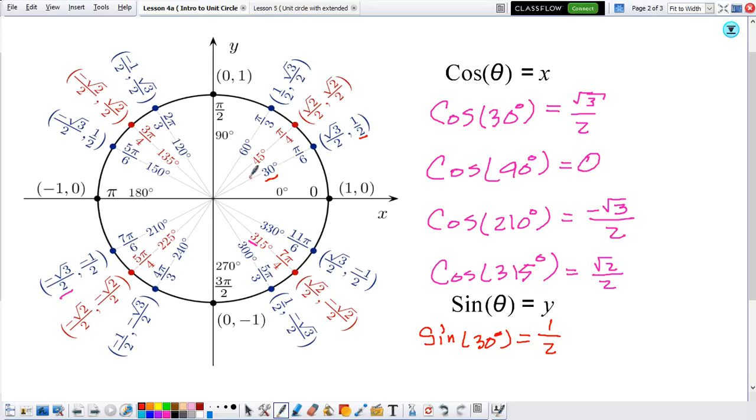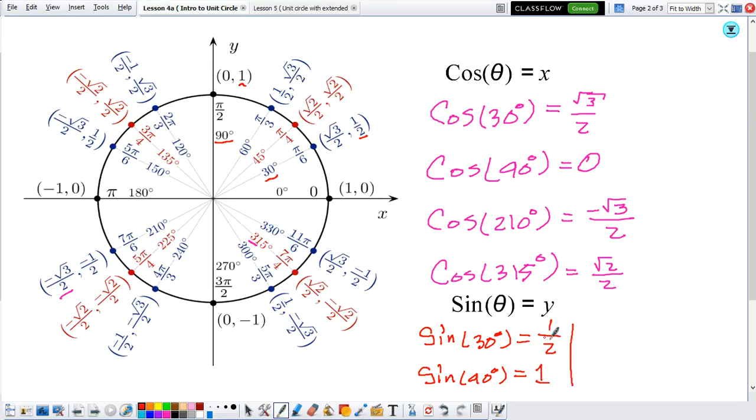Let's do another one. Let's try to find the sine of 90 degrees. Let's write that down. The sine of 90. So here we have 90 degrees. Here's its coordinate point. I want to look at the sine, so I look at the y-coordinate, which is 1.